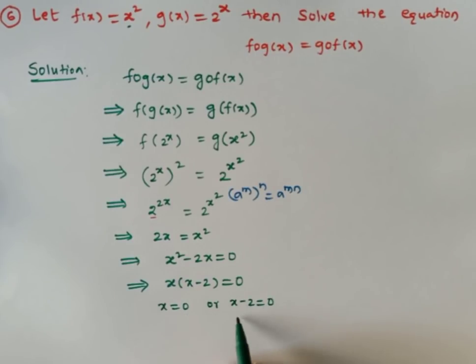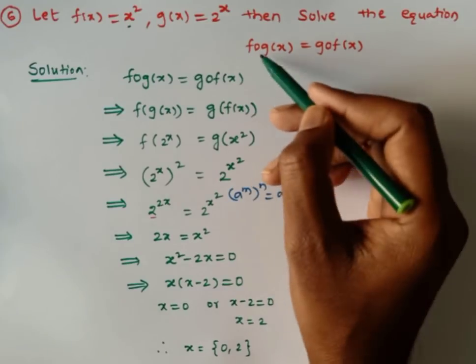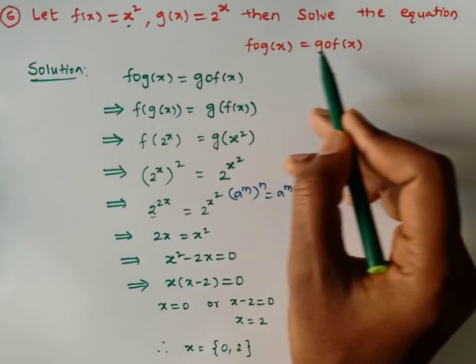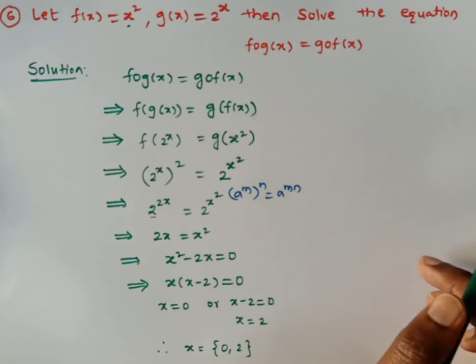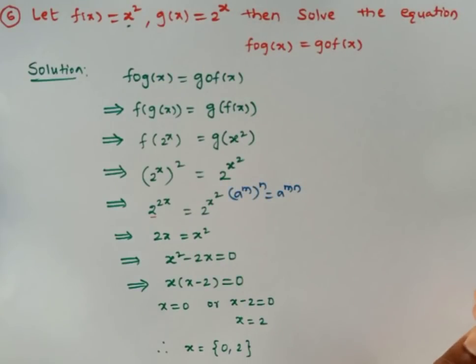So x equals 0 and x equals 2. Therefore the solution is x equals 0, 2. So for what values of x are these two same? These f circle g equals g circle f whenever x is 0 and x equals 2. Only the possible cases are x is 0 and x is 2. For the remaining values, like x equal 3, x equal 4, these two things are never equal for f of x and g of x, given functions x square and 2 to the power of x.